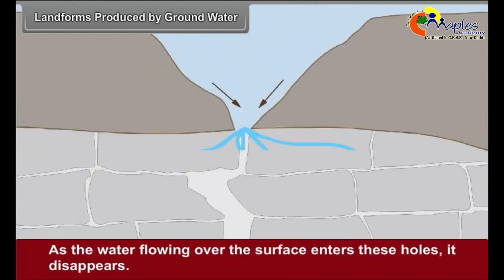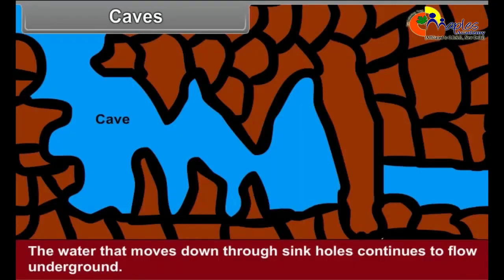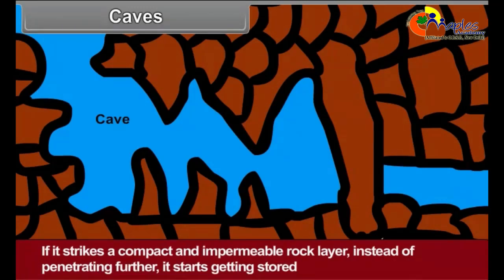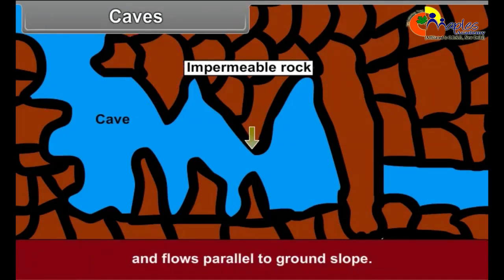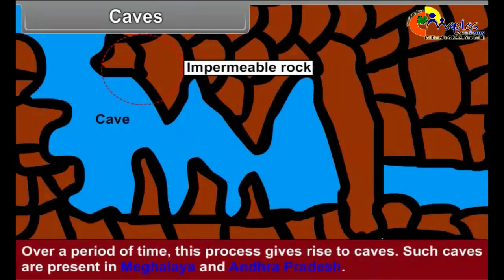As the water flowing over the surface enters these holes, it disappears. It may reappear on the surface at some distance ahead. Number 2. Caves. The water that moves down through sinkholes continues to flow underground. If it strikes a compact and impermeable rock layer, instead of penetrating further, it starts getting stored and flows parallel to the ground slope. Minerals like calcium carbonate present in the rocks there get dissolved in this groundwater. Over a period of time, this process gives rise to caves.